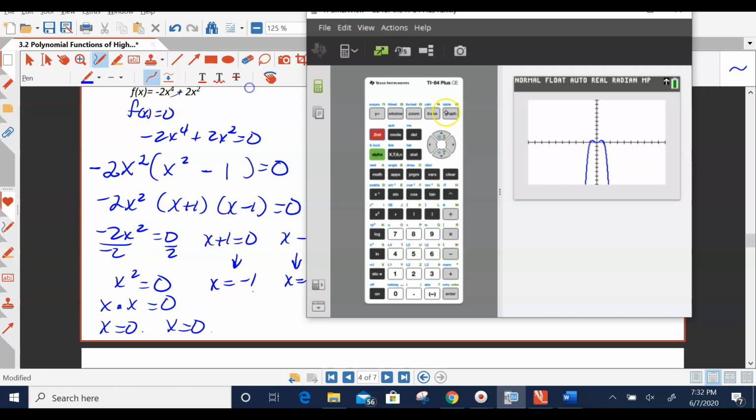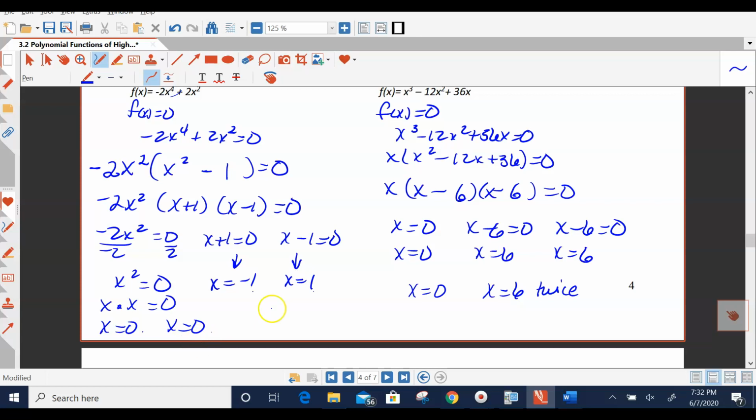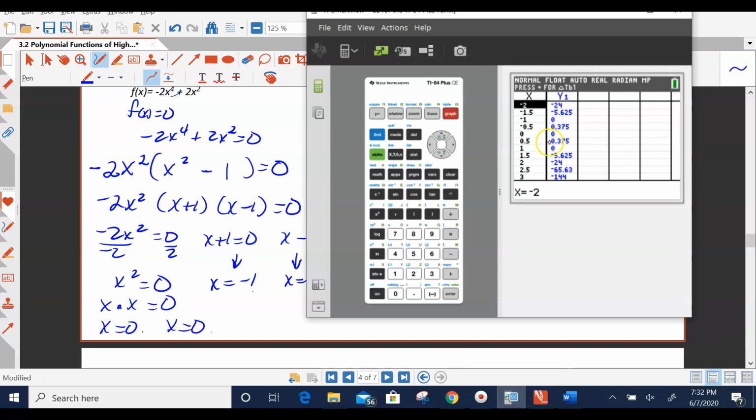And if we go to the table, we will notice right here, -1, 0 is one of our zeros. 0, 0 is one of our zeros, and another one, 1, 0, is another zero. That is a way we can check to see if we found our zeros correctly. And we said they were at 0, 1, and -1. And if you look at the graph, it's at 0, 1, and -1.